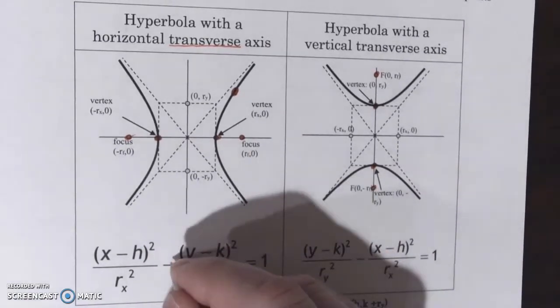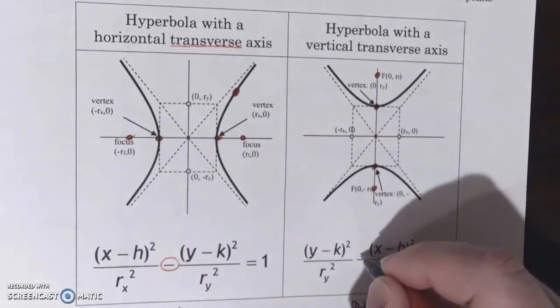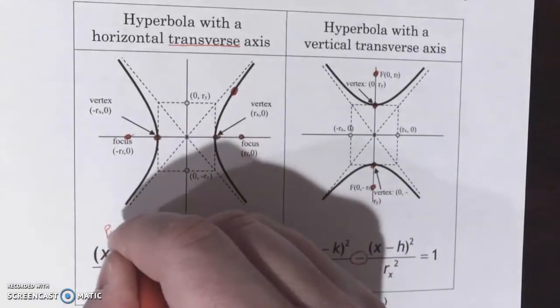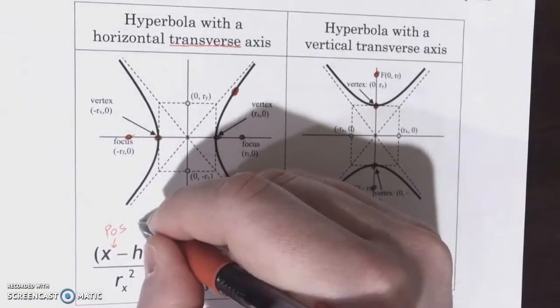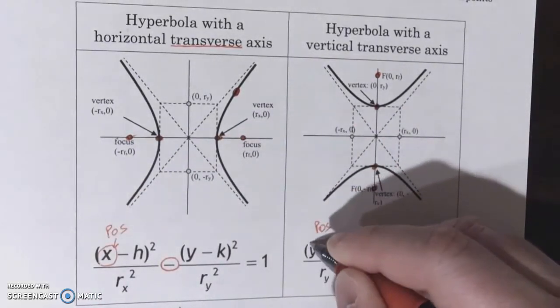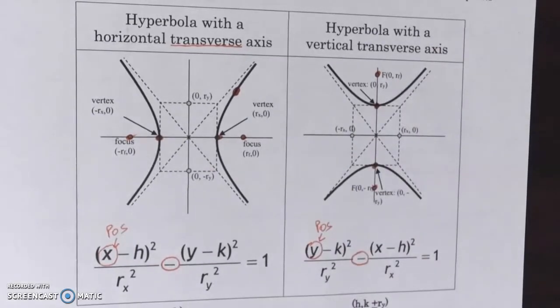As you can see, the main difference between ellipses and hyperbolas, really the only difference here, is that we are subtracting the two variables, the x and the y, as opposed to adding them, which makes one positive and one negative. The x being positive leads to our horizontal transverse axis, or our y being positive leads to our vertical transverse axis, okay?